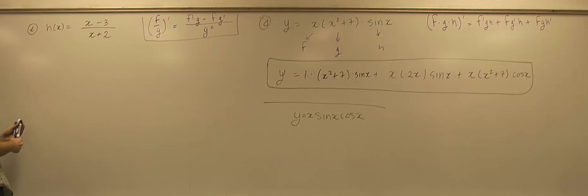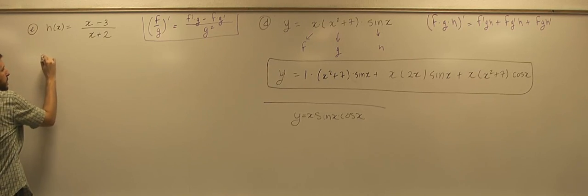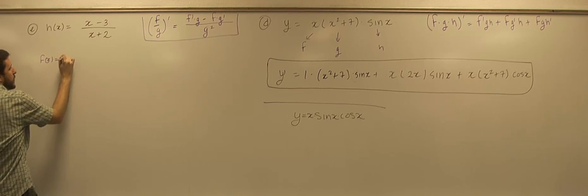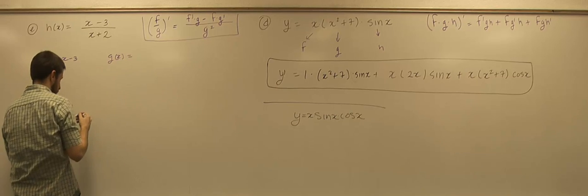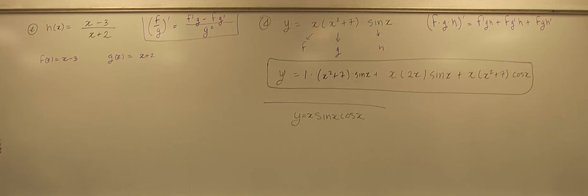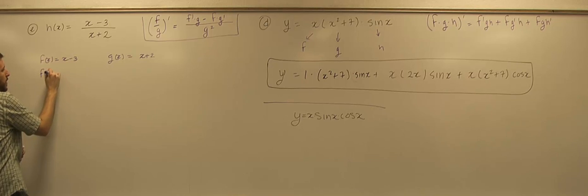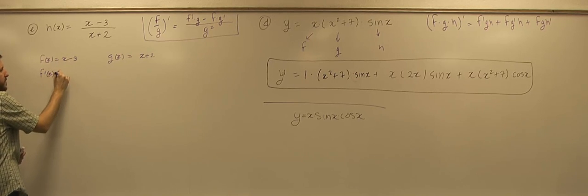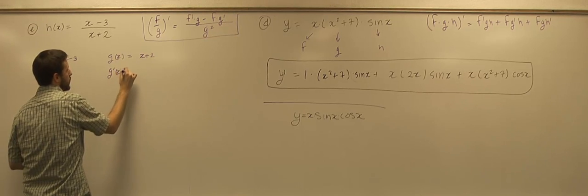So in this case, my f is equal to what? F of x is x minus 3. G of x is x plus 2, right? G's the bottom, f's the top. The derivatives in both cases are what? 1. 1. Right? The derivative of x minus 3 is 1. The derivative of x plus 2 is 1.